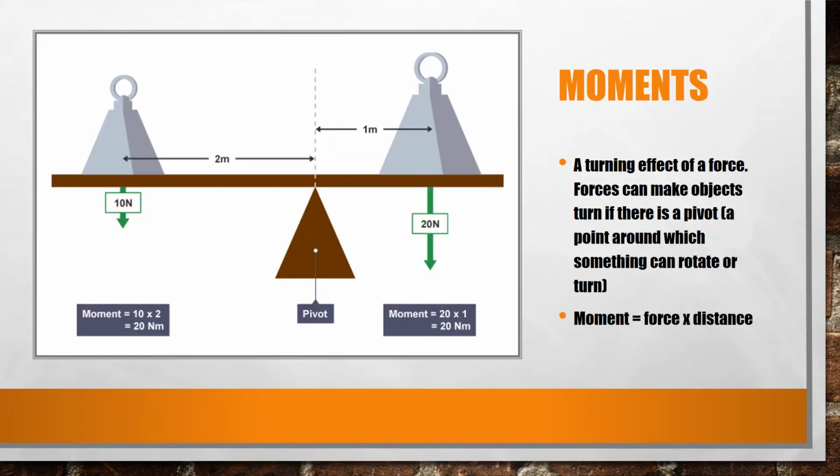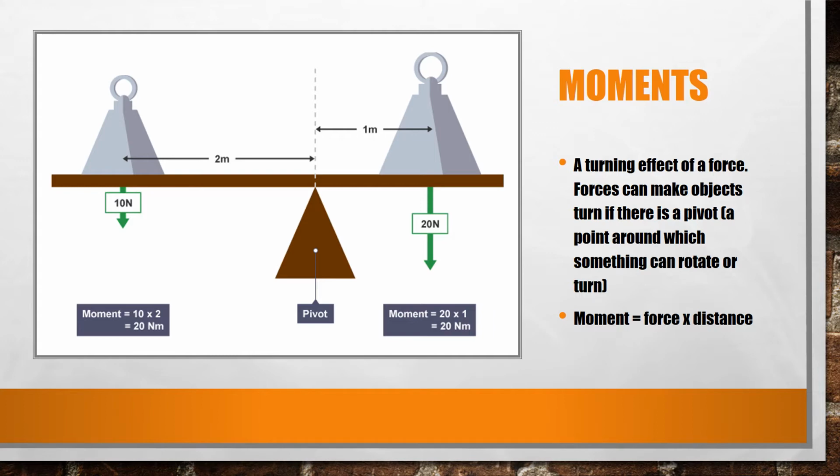A moment is a turning effect of a force. Forces can make objects turn if there is a pivot. A pivot is a point around which something can rotate or turn. The best visual for this is a playground seesaw. The pivot is the middle part. It is level when no one is on it, but once someone is on one side, it tends to tip.